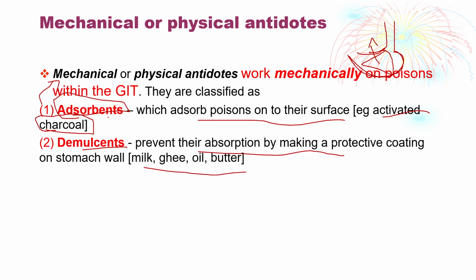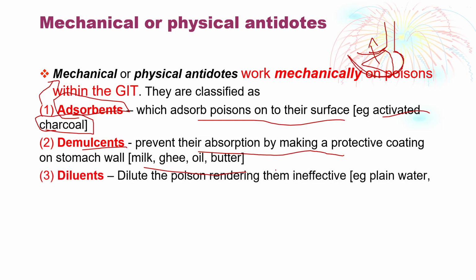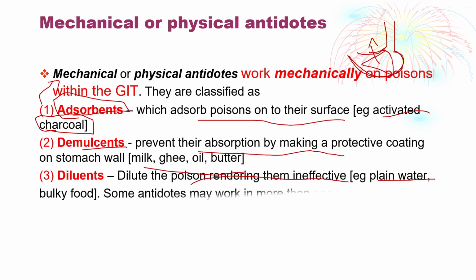So what is the absorbent gonna do? They're gonna absorb like a sponge. What are demulcents gonna do? Demulcents produce a layer around the stomach, stop the absorption of the poisons, produce a protective layer. And diluents are those poisons which can decrease the effect of the poison. For example, plain water or maybe milk, bulky foods. What can they do? They can dilute its effects.